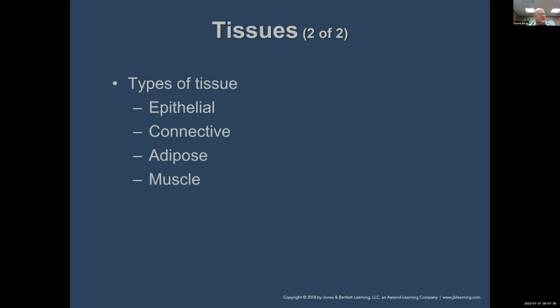So we have the types of tissues. Epithelial is kind of the outer layer, and then there's muscle tissue. Adipose is fat. Connective tissues can be bones, ligaments, and cartilage. So that's the basics of the tissues. But epithelial, you think of the epithelial layer of the skin.